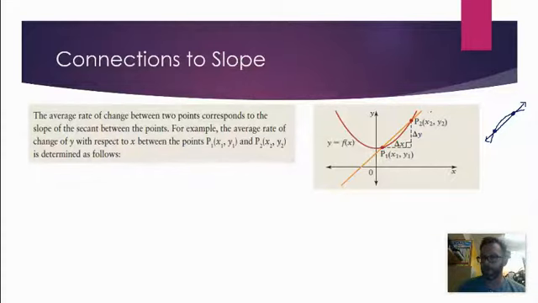So if this was a function modeling something I wanted to find a rate of change of, I would do delta y over delta x using my 2 points. And you can see that the delta y over delta x corresponds to the rise and the run of the secant. So this average rate of change we've been talking about connects to slope. It's the slope of this secant in orange. And we would determine the average rate of change in this way.